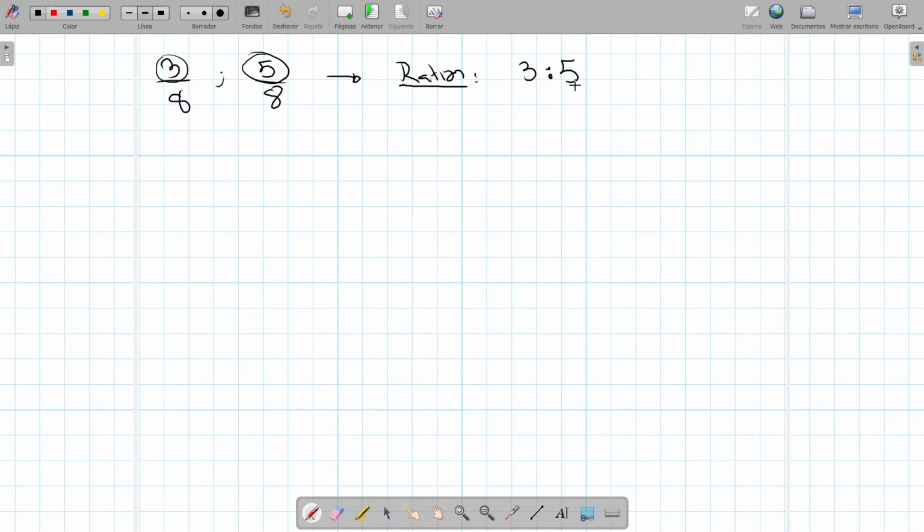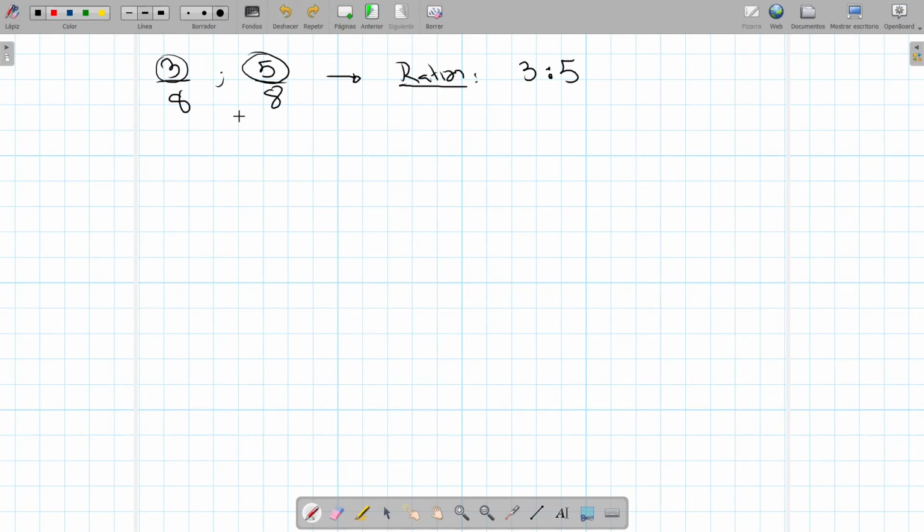Okay, again, we could have various fractions. We could have 3/8 to 1/8 and 4/8, and that would be a ratio of 3:1:4. Okay, we don't only need to have 2 fractions or 2 relationships.